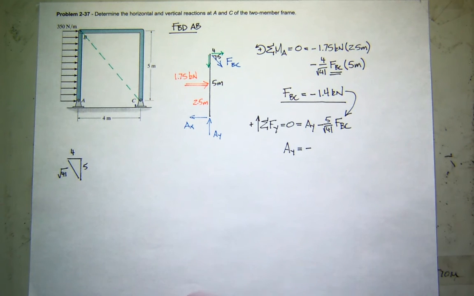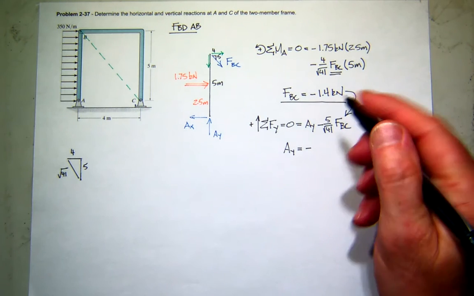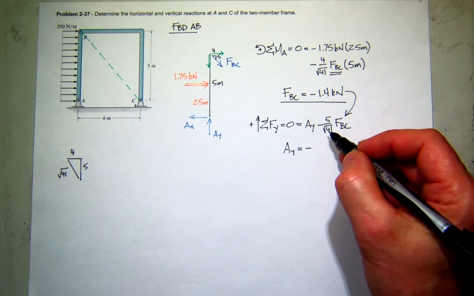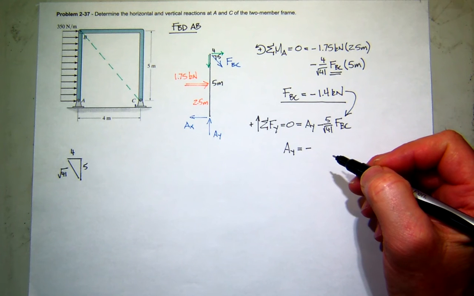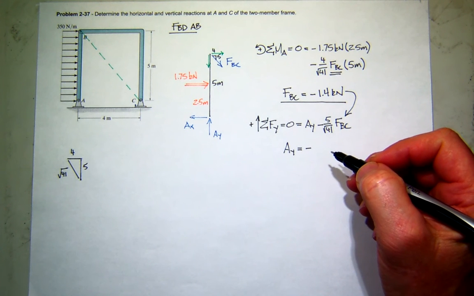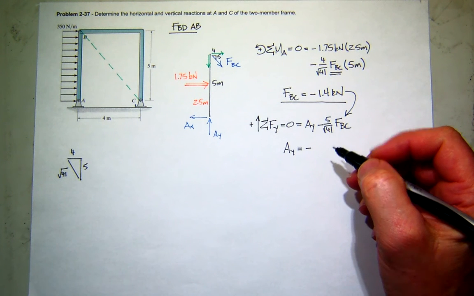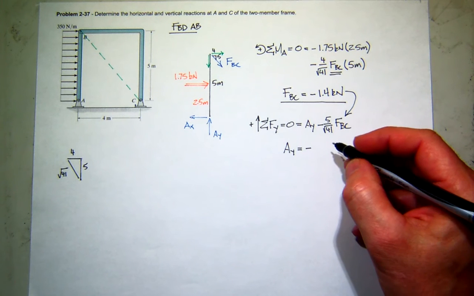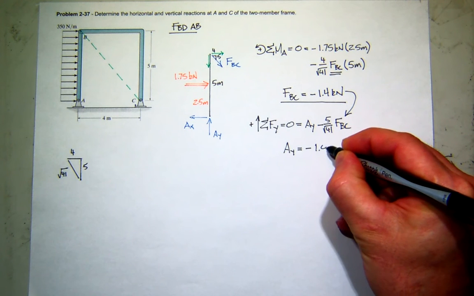I don't know what that's going to be. Something less than 1.4. Maybe half of that? I'm just guessing. What's 1.4 times 5 divided by the square root of 41? Anybody else get 1.09? 1.09. I like that.